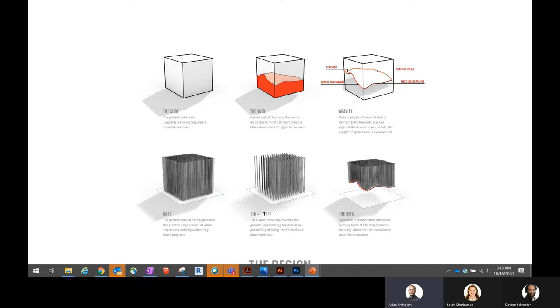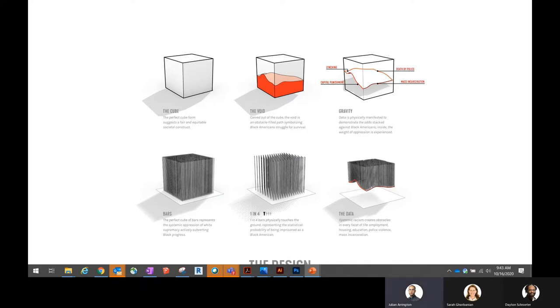The resulting form is a void, and a surface is essentially created by means of averaging and converging the four sets of data over your head. The next diagram on the right is basically showing the weight of the force of the data, the weight of oppression, and it's depicted by lynching, capital punishment, mass incarceration, and civilian killings by police.